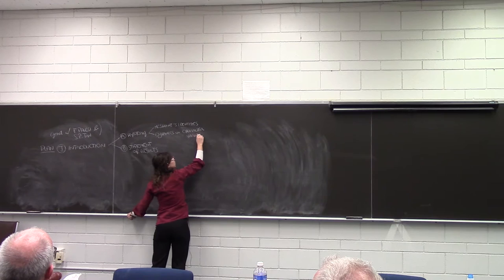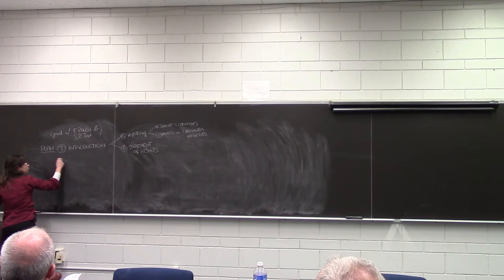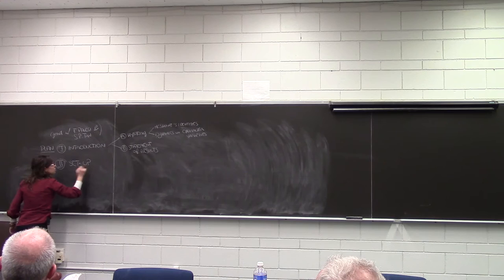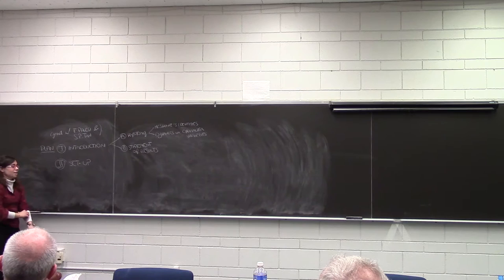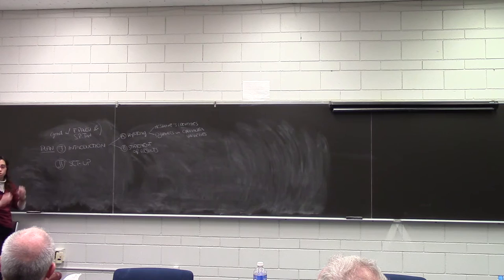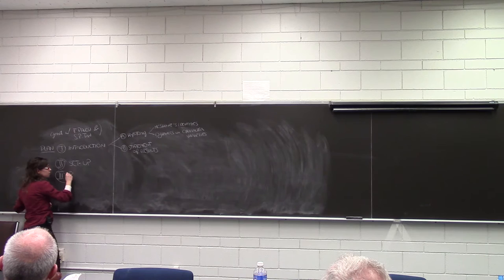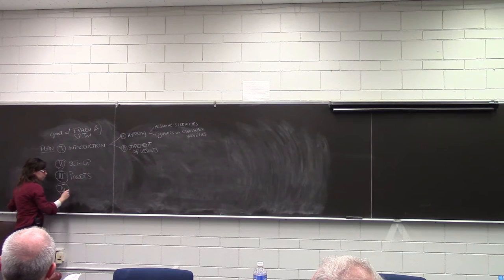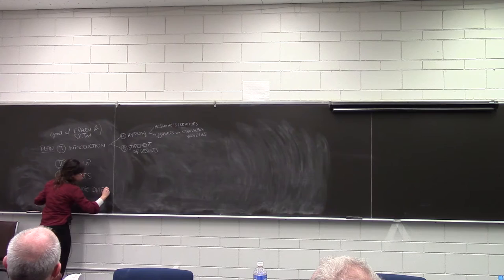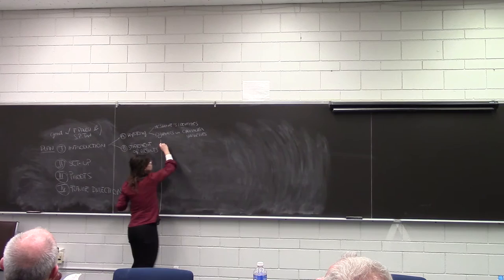And then I will spend some time on the setup. Basically I will translate my problem into a different setting, which is a more combinatorial, simple closed curve type of method. Then I will give you an idea of some of the proof, and hopefully I will have time to say something about future directions. Okay, so let's start.